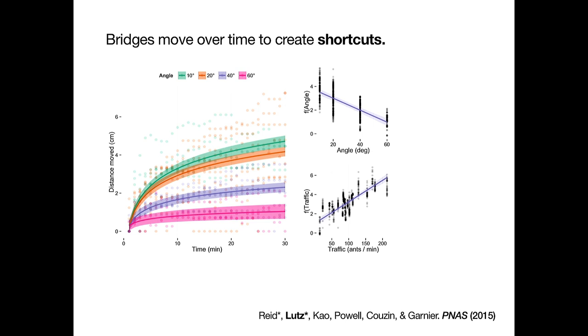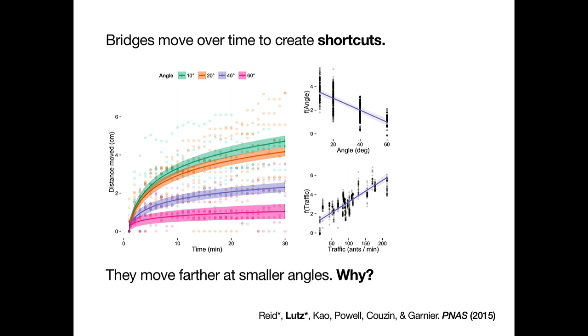They do move. Interestingly enough, they move at different distances depending on the size of that angle. So we could adjust the apparatus to different angle conditions. And so you can see here, the bridges move the farthest at these very small angles, whereas when the angle is much wider, they didn't really move that much at all. And so we wondered, why would this be the case?